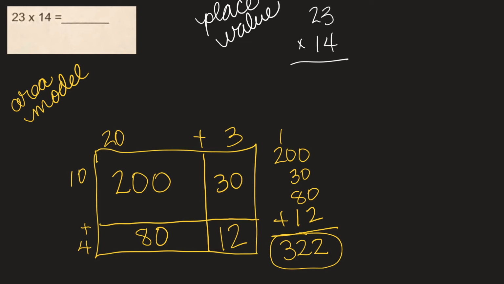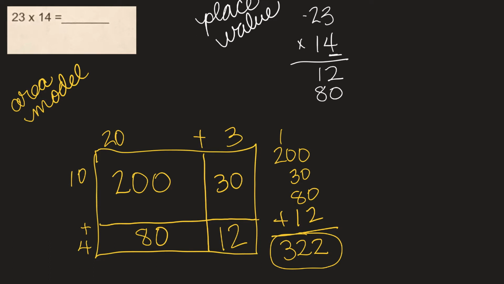Okay, now to do it using place value, we didn't do this a lot in class, but it's still pretty easy. We're going to start with the ones place and multiply 4 times 3 is 12. And then 4 times, and remember the 2 is actually 20. So 4 times 20 is 80.